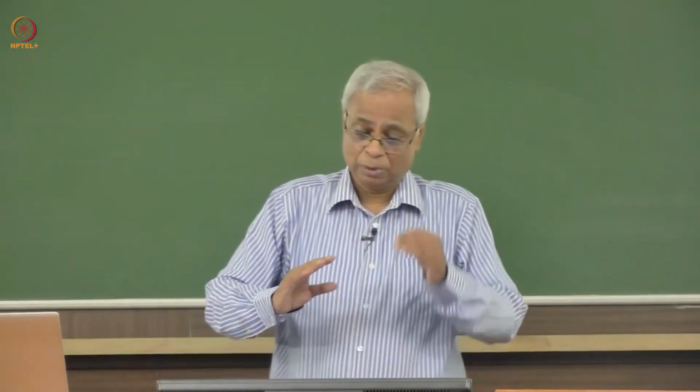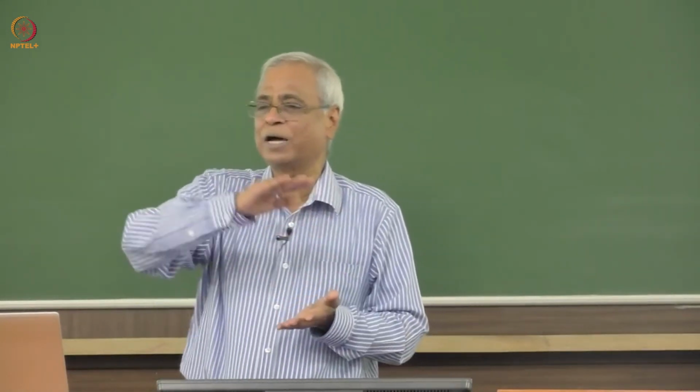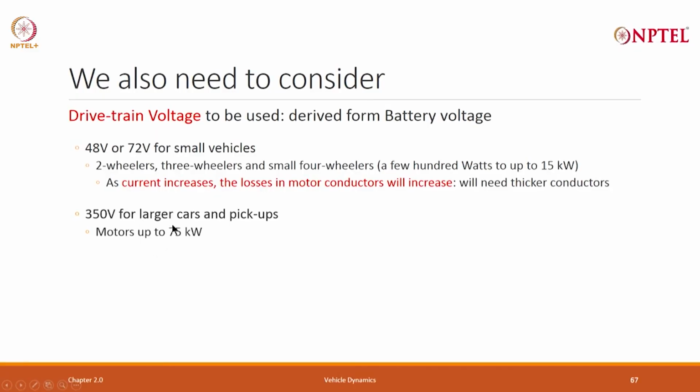So, if you go for higher voltage, your current can be smaller, and that is the reason 48 volt is used for motors up to 12 to 15 kilowatt. 15 kilowatt itself at 48 volt is 300 amperes. At 350 volt, if I go to 75 kilowatt, I am still talking about slightly higher than 200 amperes.